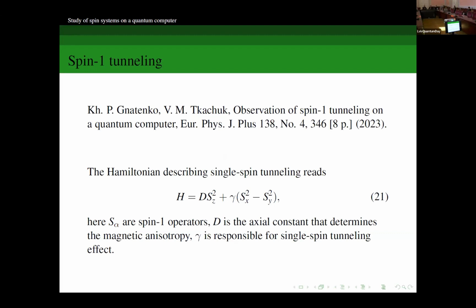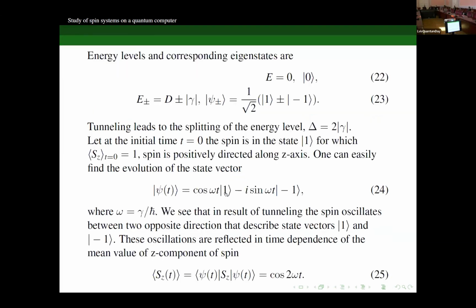There is a very nice phenomenon. It is single spin tunneling. It means that when you have one spin in position up, as a result of tunneling, you can obtain the spin in position down. So it is an experimentally observable phenomenon. Not so simple for observation in the experiment, but we can simulate this system absolutely directly on a quantum computer. So the Hamiltonian which was used by experimentalists is here. It is spin 1. It is possible to simulate such a system on a quantum computer.